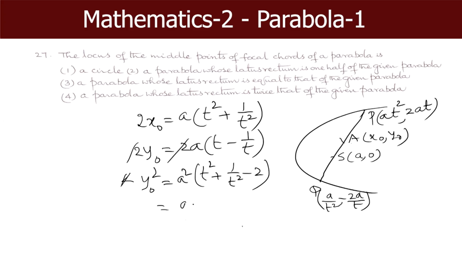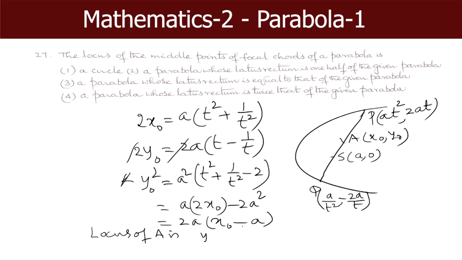or a into t square plus 1/t square is 2x0 minus 2a, or 2a into x0 minus a. Therefore, locus of x0, y0 is the parabola y square equal to 2a times x minus a.